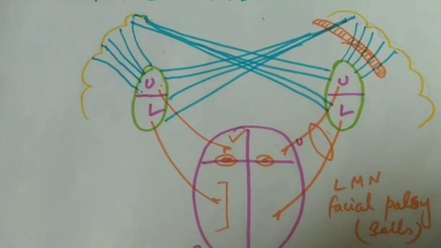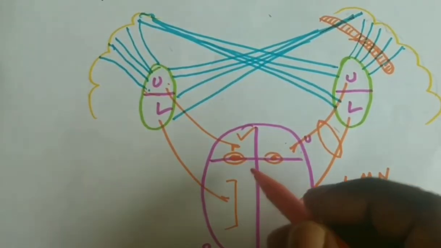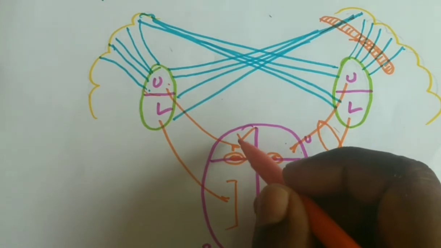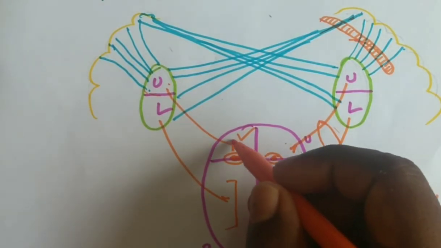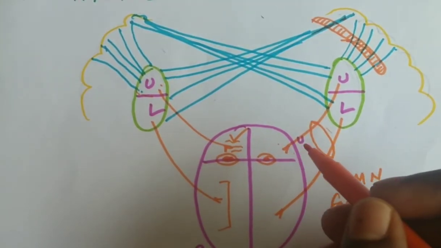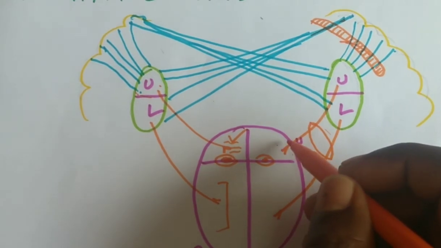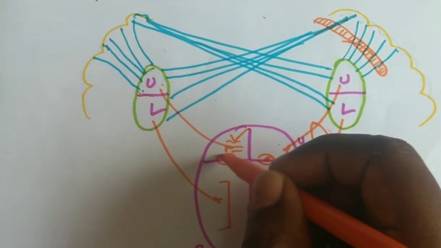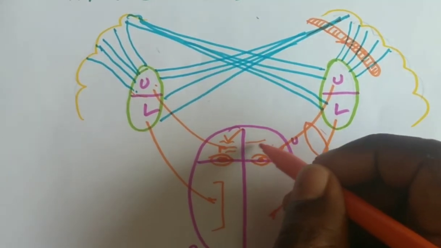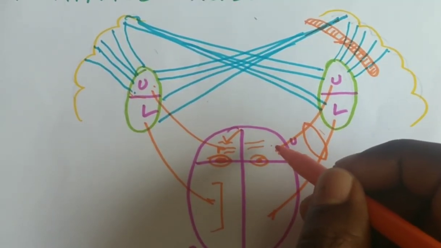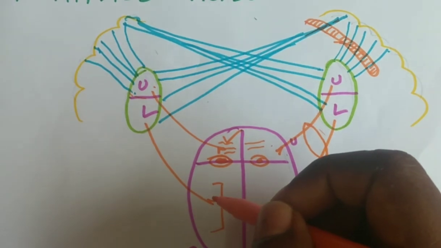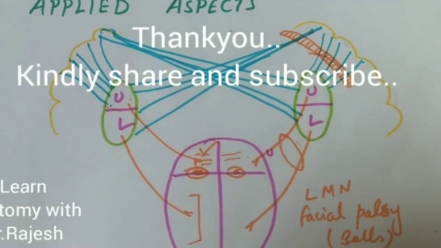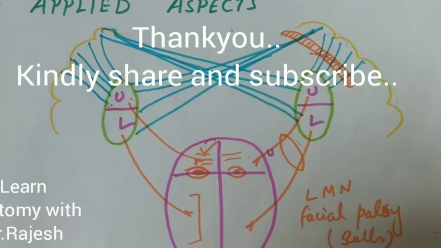Only the lower part of the facial muscles is paralyzed. So the patient can close the eyes, and the wrinkling of the forehead will be preserved on the affected side. That is the difference between upper and lower motor neuron facial palsy. So in upper motor neuron facial palsy, the upper part of the face is spared. Only the lower part gets affected. Okay. Thank you.